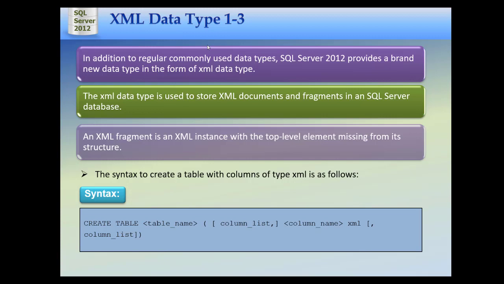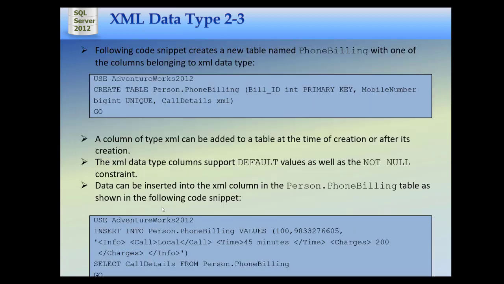The syntax to create a table with columns of type XML is given below. So, create table, then the table name, then the column list: column name, XML, then the other columns. Now, the following code snippet creates a new table named phone billing with one of the columns belonging to the XML data type. Now, we're not going to do this in the AdventureWorks. We're actually going to do this in our CastDB. So highlight this and then copy and switch to the query window.